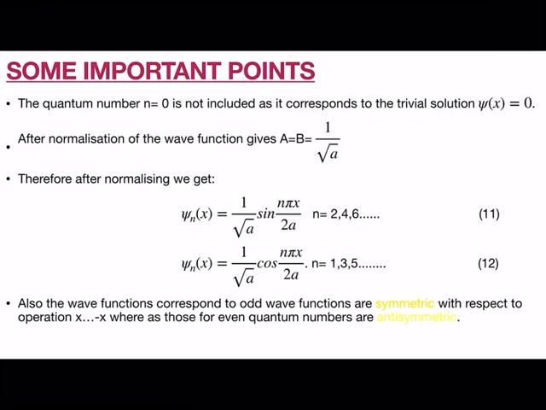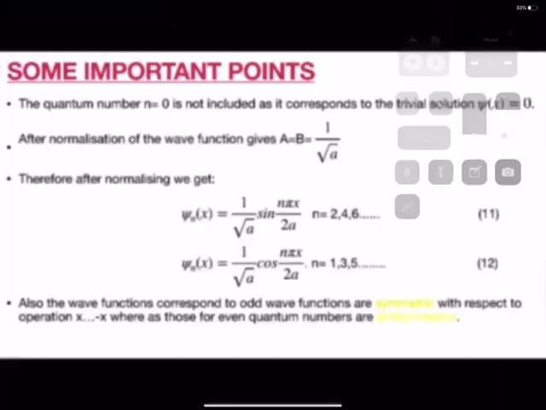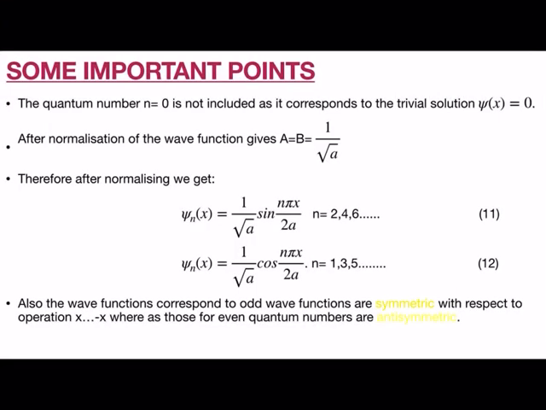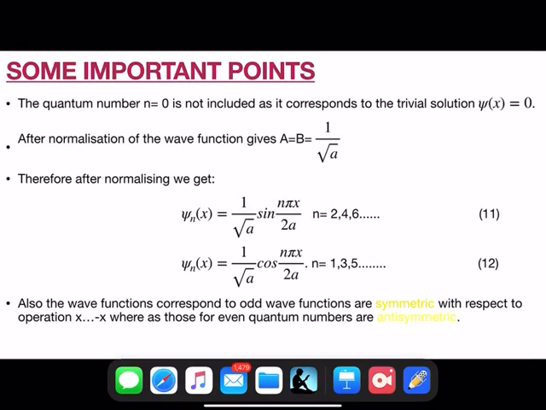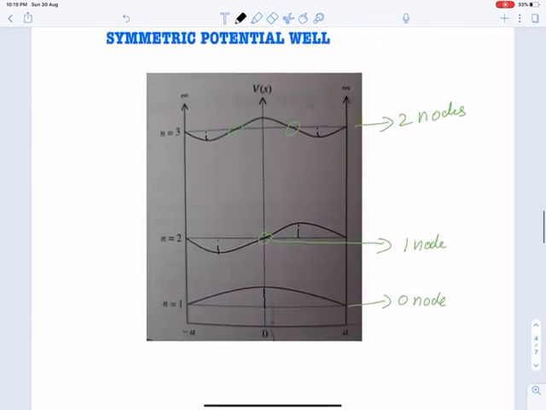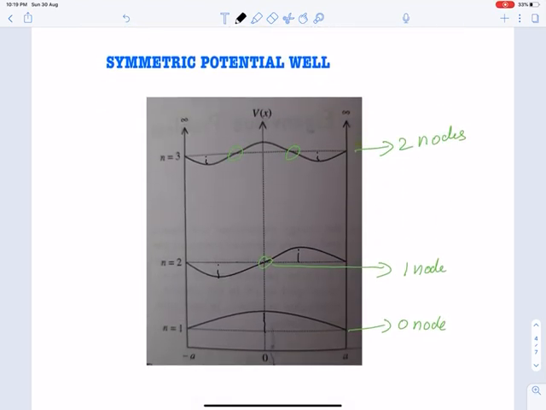So also the very important point here we will discuss is after equation 12, that is our fourth bullet. Also the wave functions corresponding to odd quantum numbers are symmetric, like odd values 1, 3, 5. So the equations corresponding to this are symmetric. Like n is equal to 1 is odd and it is symmetric.